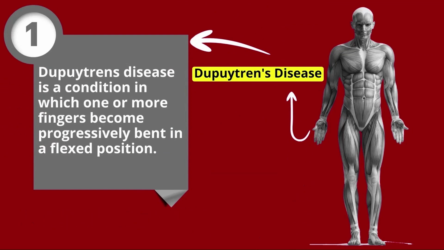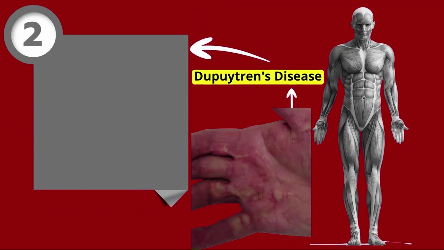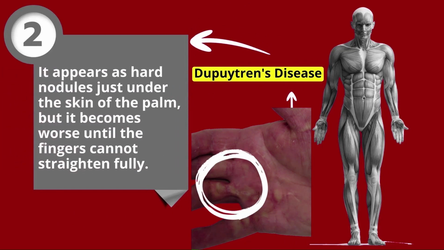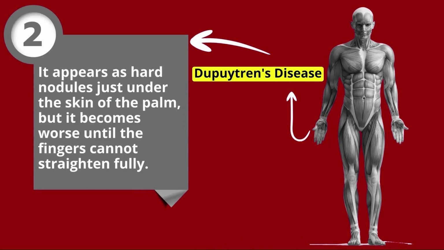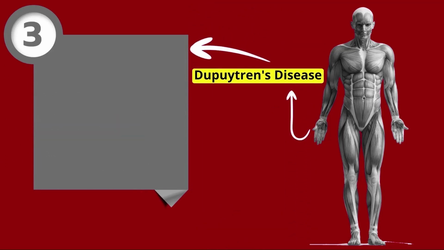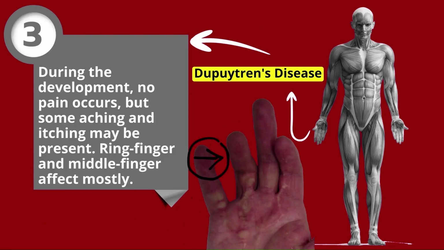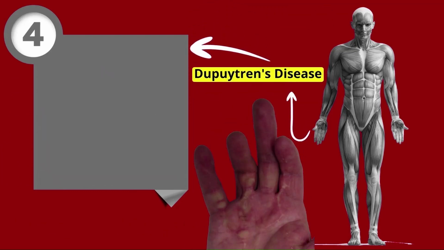Know one thing well: before the fingers become crooked, nodules begin to form on the palms. Neglecting the nodules of the hands leads to crookedness of the fingers. When the nodules start to form, there is no pain. But when they are growing, then there is a feeling of constant pain and itching. It mostly affects the ring finger or the middle finger.